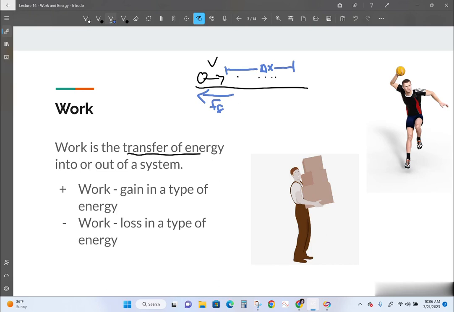Imagine lifting up a box. So if the box had been on the floor, right, and now you lift it up, you're not really giving it energy of motion, because once it's lifted up to this height, it's not moving.